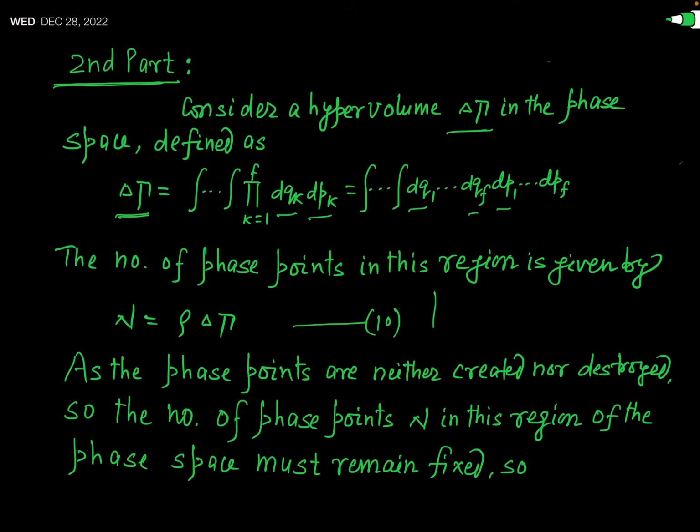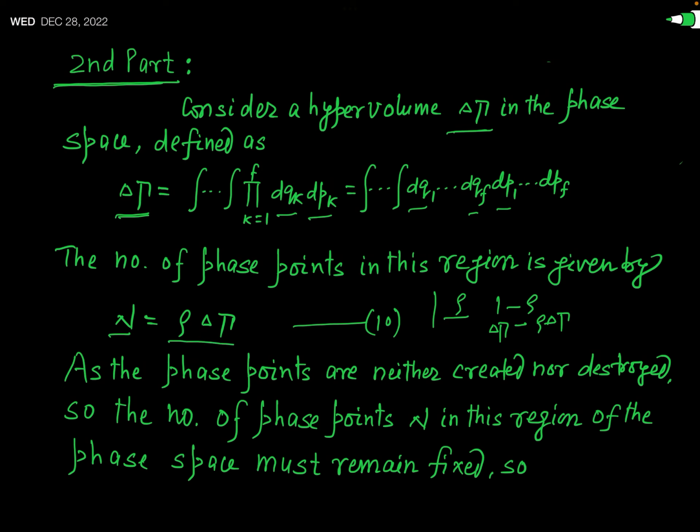As you know, if rho is the density distribution function, that means rho is the number of phase points in unit volume of phase space. So in unit volume the number of phase points is rho. So in volume delta gamma, the number of phase points will be simply rho into delta gamma, that is, n equal to rho times delta gamma.